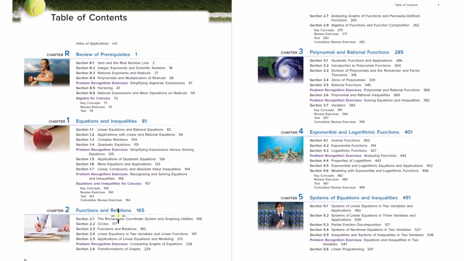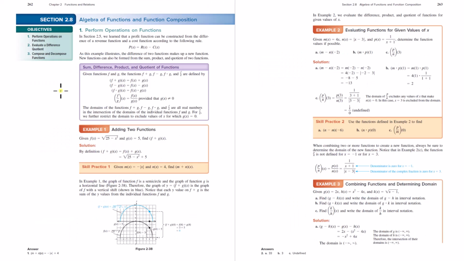Okay, we're coming to the end of chapter 2 in the algebra textbook. In this video, we're going to go through the final section, section 2.8, which is on algebra of functions and function composition. I remember when I was learning this topic in school, it seemed kind of unnecessary. I didn't see the point of it.